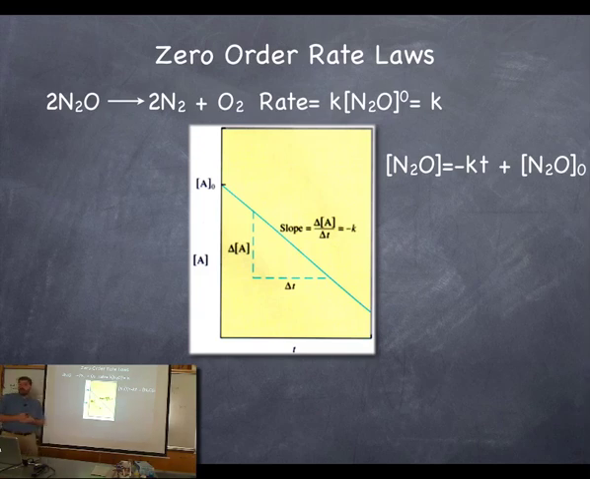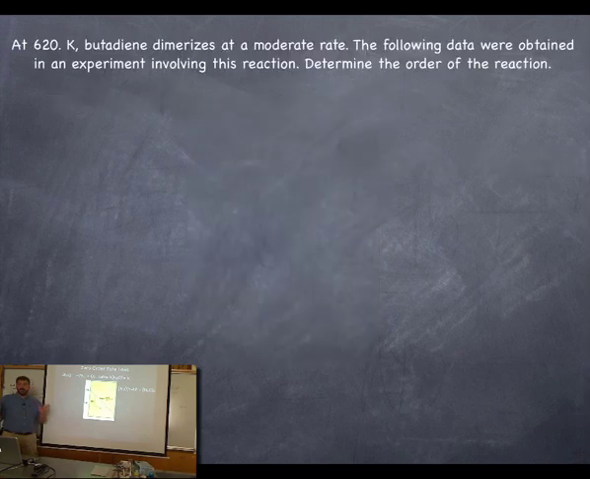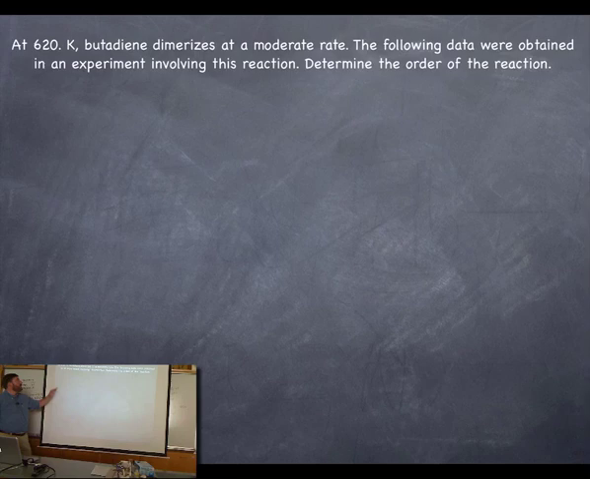All right, so here is a typical type of problem. We're talking about the dimerization of butadiene. What does dimerize mean? It forms out of two smaller ones. Two small molecules react together to form a larger molecule. That's what dimerize means. Mers are small units. Di means two. Two mers, two small units joined together.